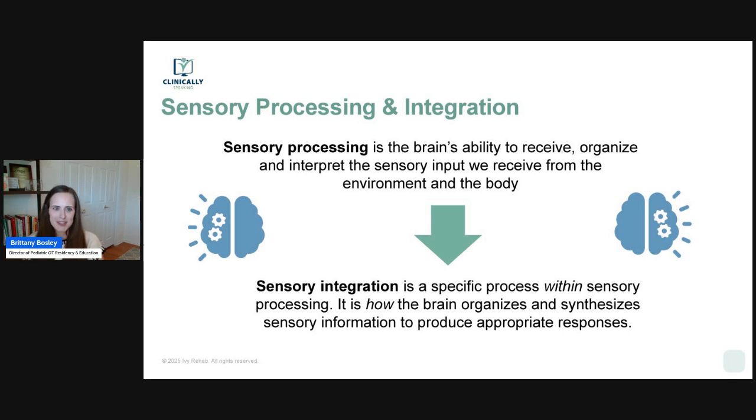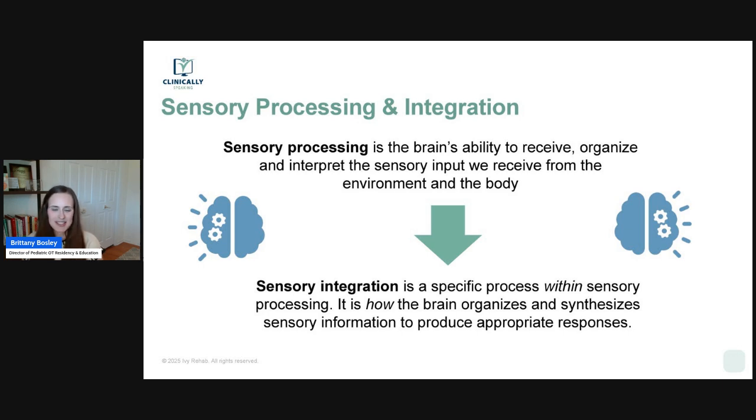So, what is sensory integration and processing? Sensory processing is kind of the umbrella term. Sensory processing is the brain's ability to receive, organize, and interpret the sensory input we receive from the environment in the body. And so then sensory integration is a specific process within sensory processing. It's how our brain organizes and synthesizes information to produce an appropriate response. So this includes different sensory information from the environment and the body.